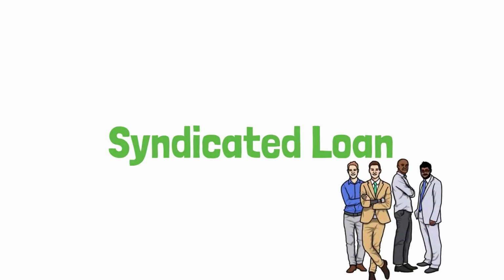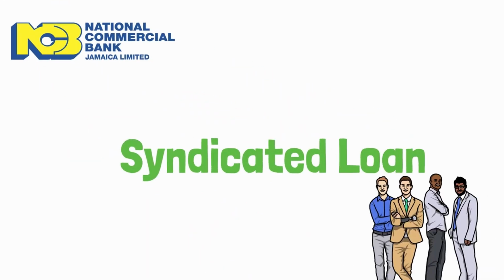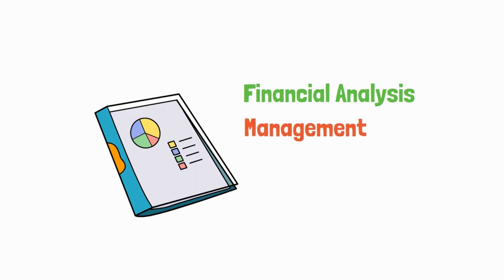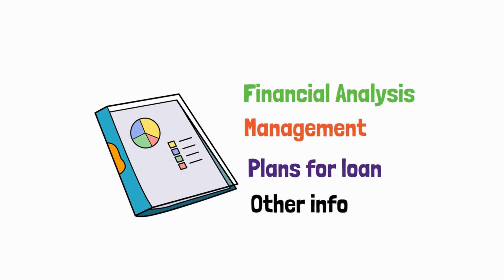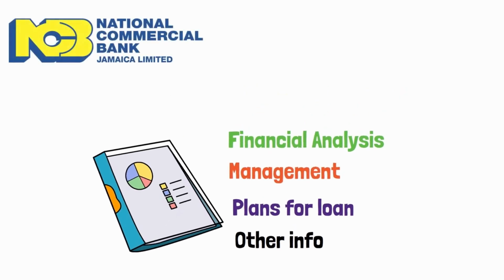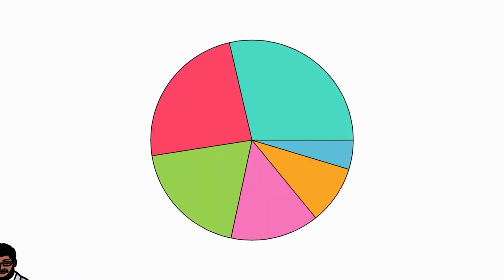just group lending. So basically what NCB would do is get the client, then create an information memo, and you would basically have in it the financial analysis of the company, information about the company, its management team, the reason for borrowing the money, and other information. This would be created by the lead arranger, which is NCB, and then NCB would call Bank of Nova Scotia, JMMB, Sagicor, First Global Bank, Victoria Mutual, JN, and any other lending institution, and then basically ask them if they're interested in lending money to Wigton.